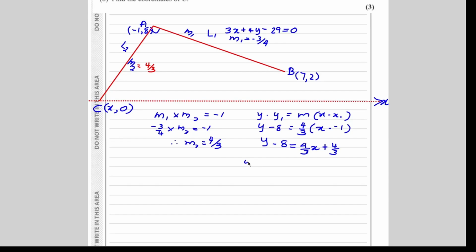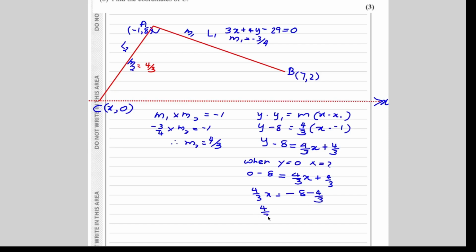When y equals 0, we need to get what x is. So 0 equals 4 over 3 x plus 4 over 3. Then 4 over 3x equals minus 8 minus 4 over 3.